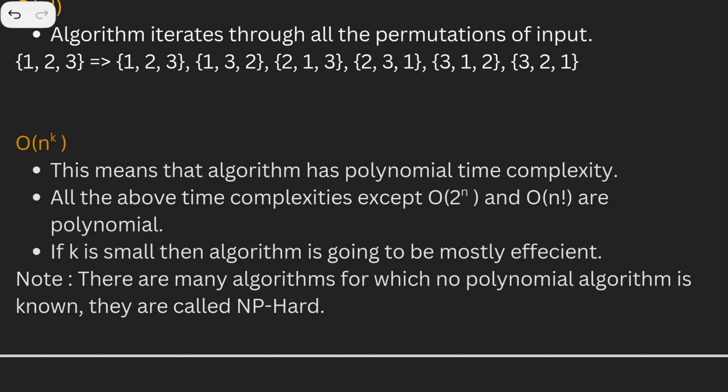We call them NP-hard. So we have gone through the most commonly used time complexity classes. Our objective was to look at these time complexity classes and understand the most common occurrence of them.